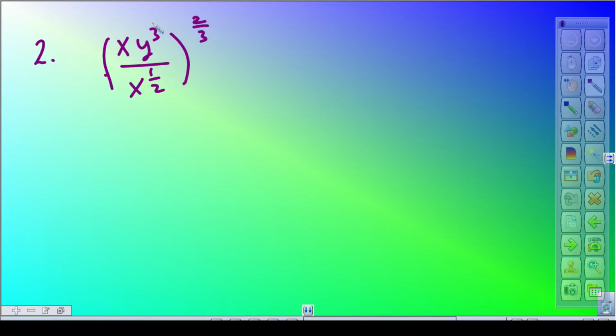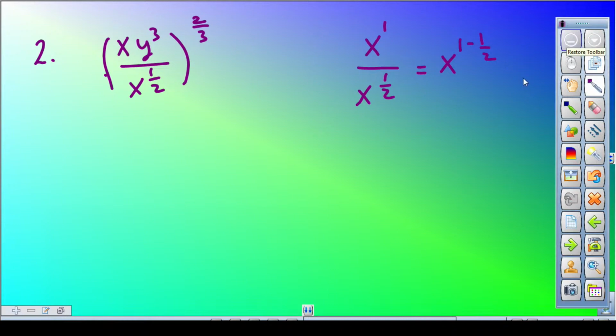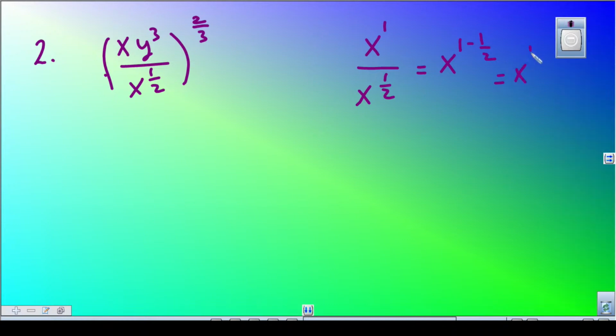There are multiple ways to do it. You're either gonna distribute this 2/3 to every one of them right off the bat, or deal with what's similar inside the parentheses first. That's what I would rather do. So I have an x at the top divided by x to the 1/2 power. If you know the quotient property, this would mean, because it's the same base, x to the 1 minus 1/2, which means I have x to the half.